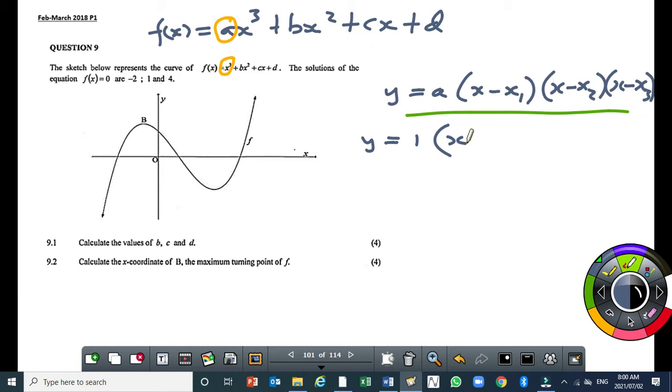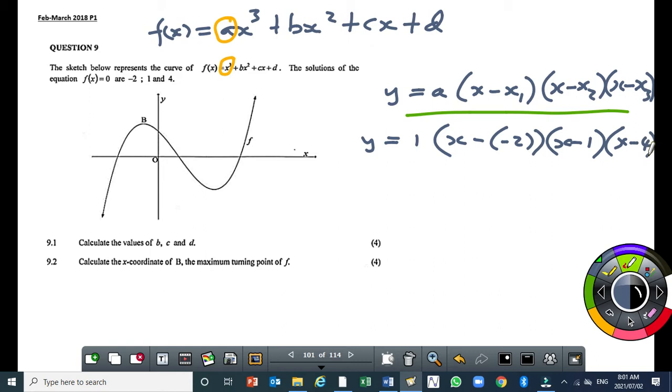So my x1 will be minus 2, so that will be x minus 2... sorry, x plus 2, times my x2, which is going to be 1. So that will be x minus 1. And then my x3 is going to be 4, so I'll have x minus 4. So that's how you start doing the question. The rest is algebra, grade 9, grade 10.